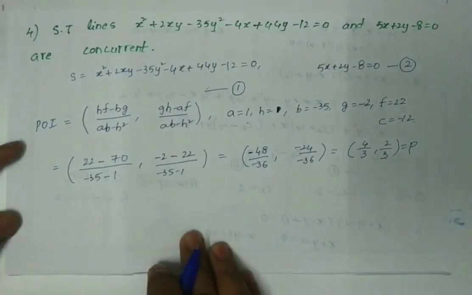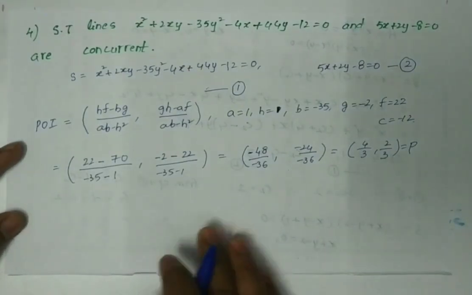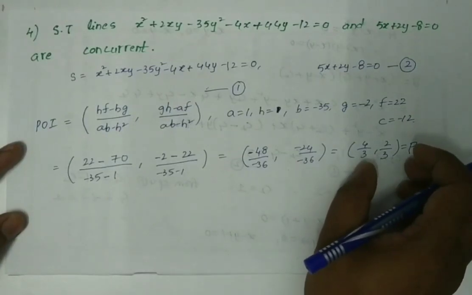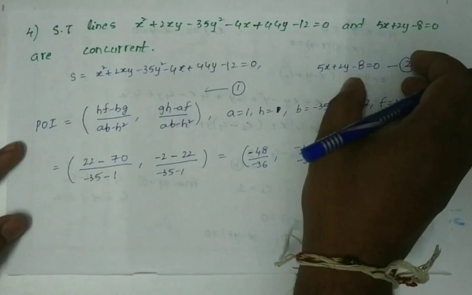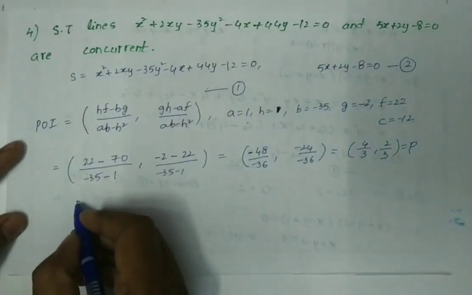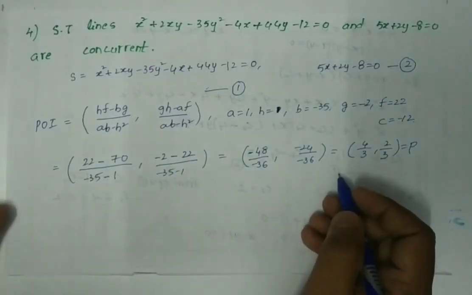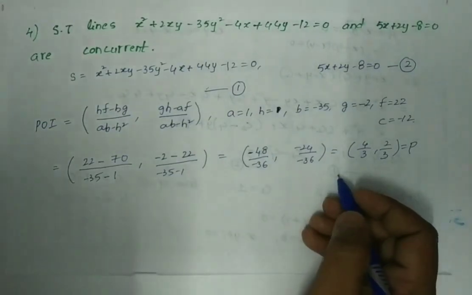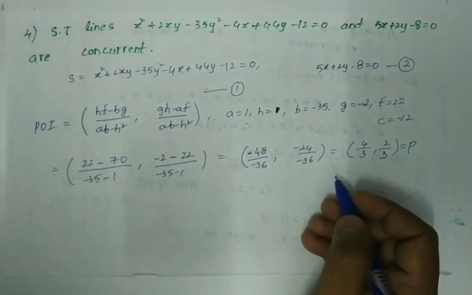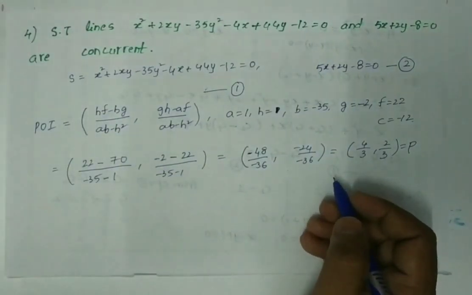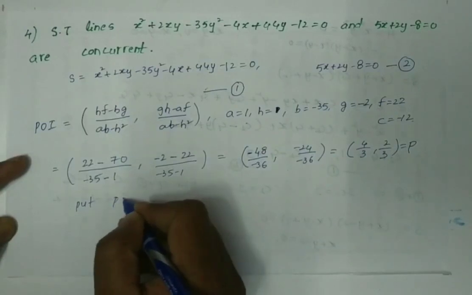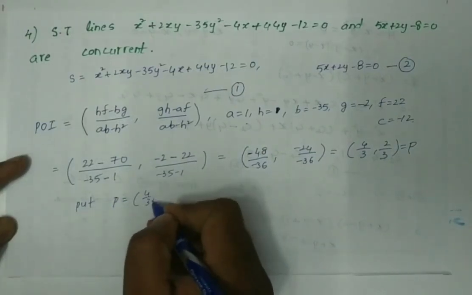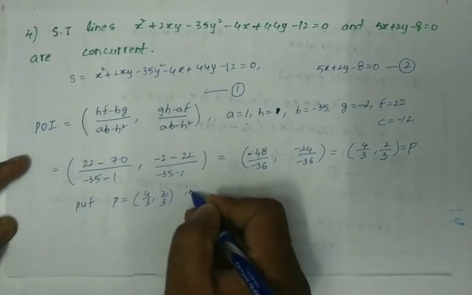Okay, so now let us substitute this point of intersection in the equation 2. Substitute the point of intersection, that is 4 by 3 comma 2 by 3, in the equation which is 5x plus 2y minus 8 is equal to 0. Put P as 4 by 3, 2 by 3 in 2.